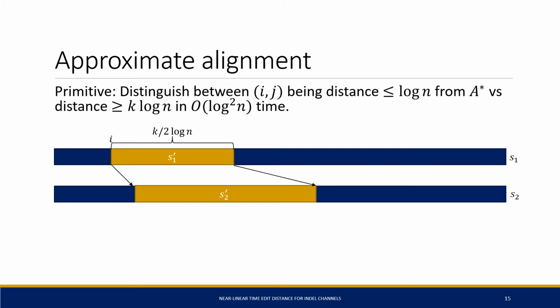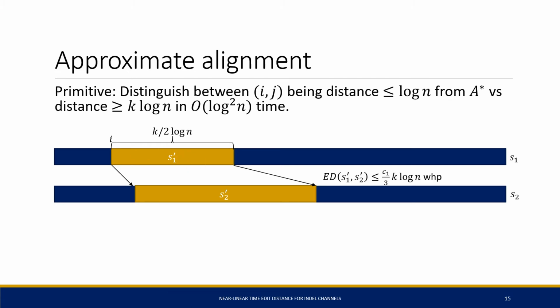So let's say we were trying to apply the primitive to index ij. Within S1, we're going to define the substring S1 prime, which is the k over 2 log n length substring starting at index i. And within S2, we're going to define S2 prime as the substring that is mapped to from S1 prime by the true alignment. In other words, S2 prime contains the characters in S1 prime after all the mutations have been applied to them, and it also includes, of course, all the bits that have been inserted by mutations within S1 prime.